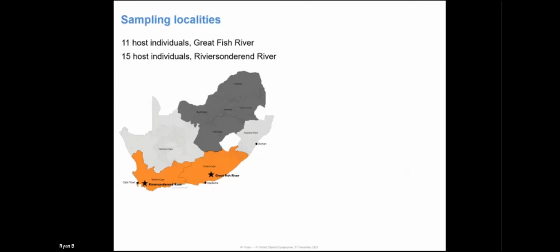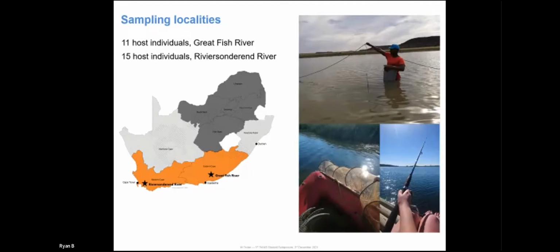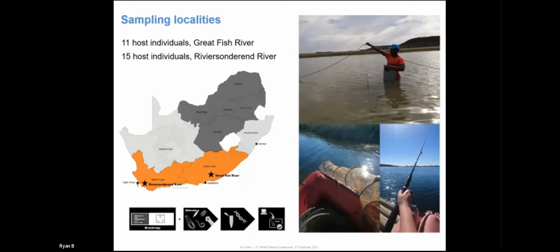Hosts were collected from the Great Fish River and Riviersonderend in the Eastern and Western Cape respectively using various collection methods. After euthanasia, each individual was screened for metazoan parasites on the skin, fins, gills, and in all internal organs. All parasites found were fixed according to standard protocols for each taxon for later morphological and molecular identification.